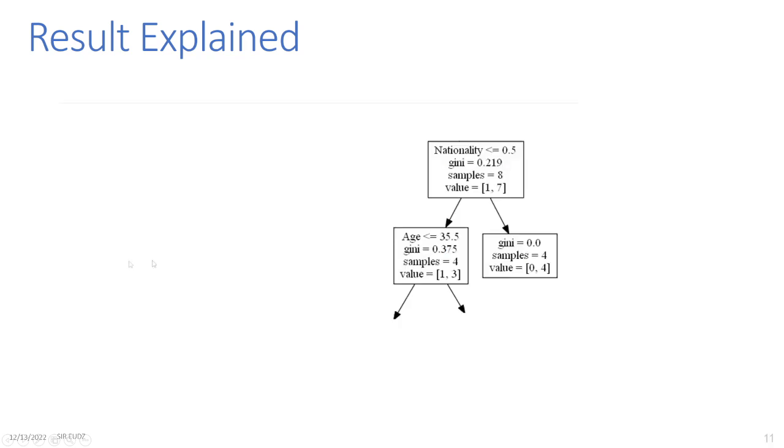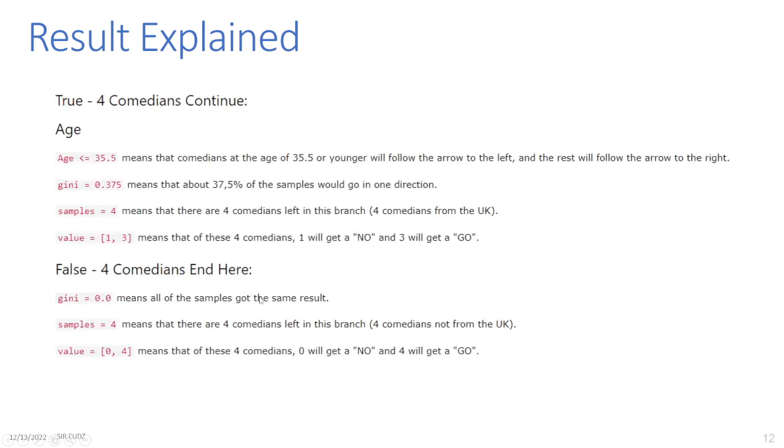And the false one, so false here, Gini equals 0.0 means all samples get the same result. Samples equals 4 means that there are 4 comedians left in this branch and 4 comedians not from UK. And value 0, 4 means that of these 4 comedians, 0 will get a no and 4 will get a go.